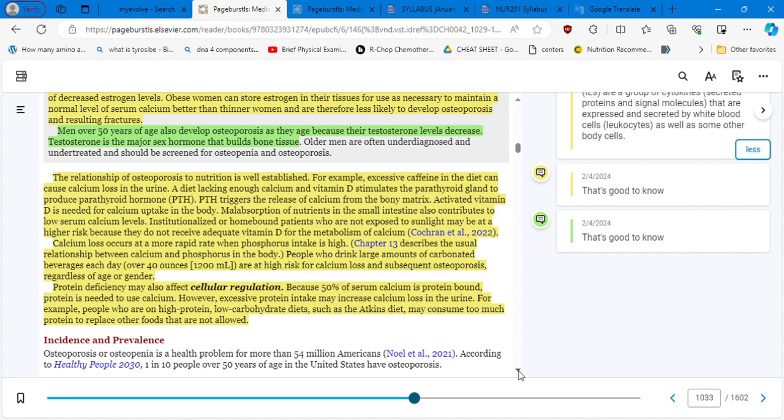Let me stop here. Malabsorption of nutrients in the small intestine, meaning if you are having problems of gastritis, which happens to be in the upper part of the stomach.